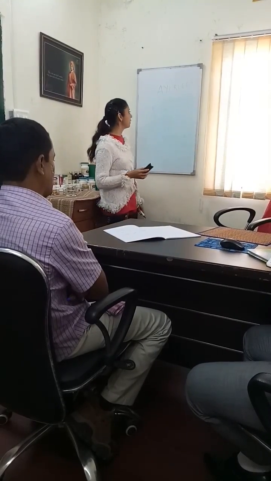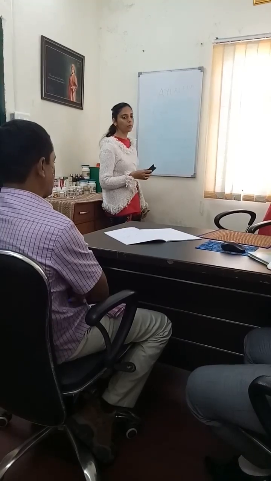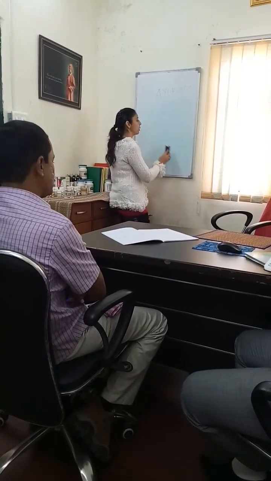I think I have explained well about the doshas, vata, pitta, and kapha. Is it quite enough, or should I explain more about these? Vata, pitta, and kapha. Are you clear about these three doshas? Vata, pitta, and kapha. Then come to dhatu.